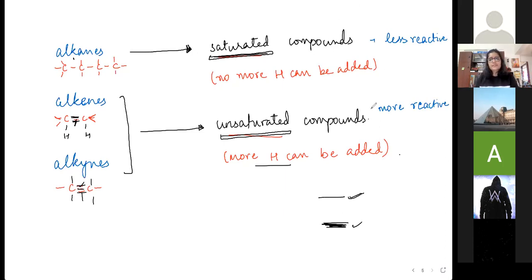Another point of difference, you can identify saturated and unsaturated by burning them. When you burn them, they burn very cleanly. There's not a lot of smoke at all. All you end up getting, because there's only carbon and hydrogen, burning, meaning reaction with oxygen, is only CO2 and H2O. So they burn with a clean flame, no smoke, no soot particles. But with alkenes and alkynes, you get soot particles there.